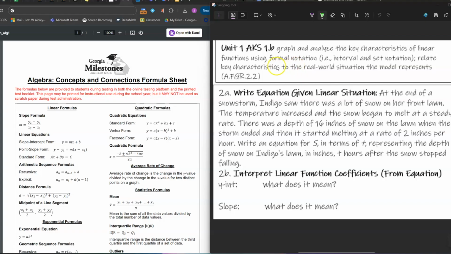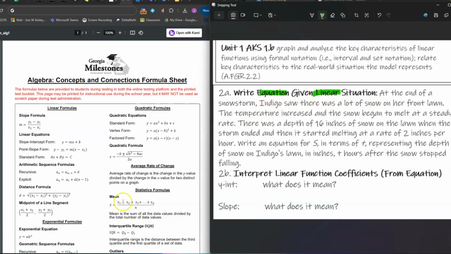Let's practice. All right, guys, we're going to take a look at AKS 1B. That's to graph and analyze the key characteristics of linear functions using formal notation, i.e. interval and set notation, and relate key characteristics to real-world situations and model representations. So on this one, what we're going to do is write an equation given a linear situation. So what are some keywords that I need in that? Well, I need an equation given a linear.